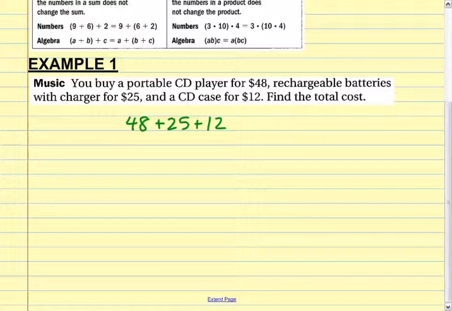But now let me ask you something, Bolton. Looking at these three numbers, which ones would you like to add together first? You would do 48 and 12, right? Why? It makes a clean number, doesn't it? So what is 48 plus 12, Bolton? 60 plus 25? $85, right? So that's our answer. But let me ask you this. Here's my real question.